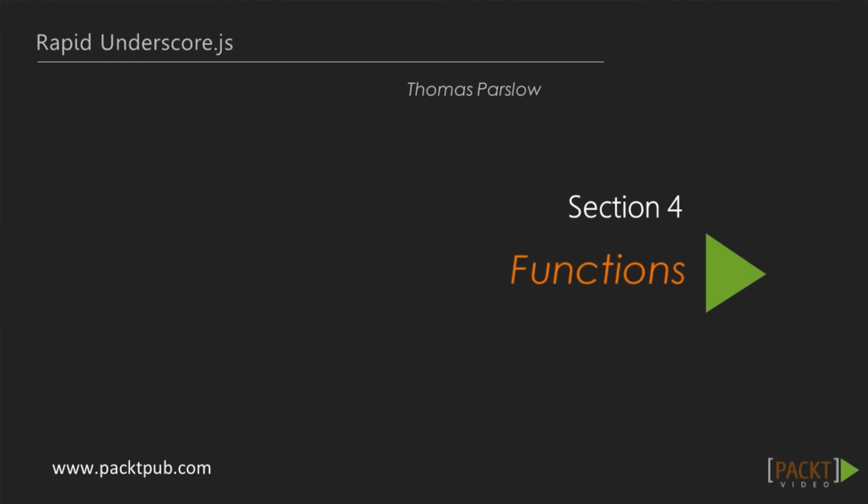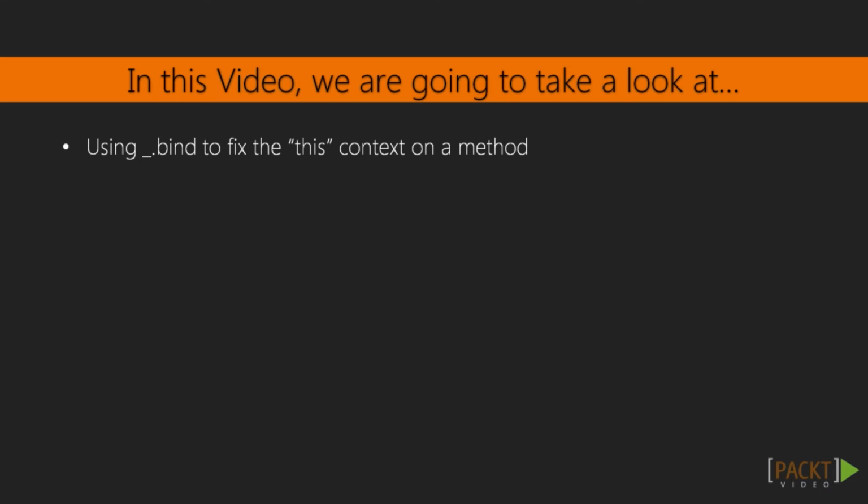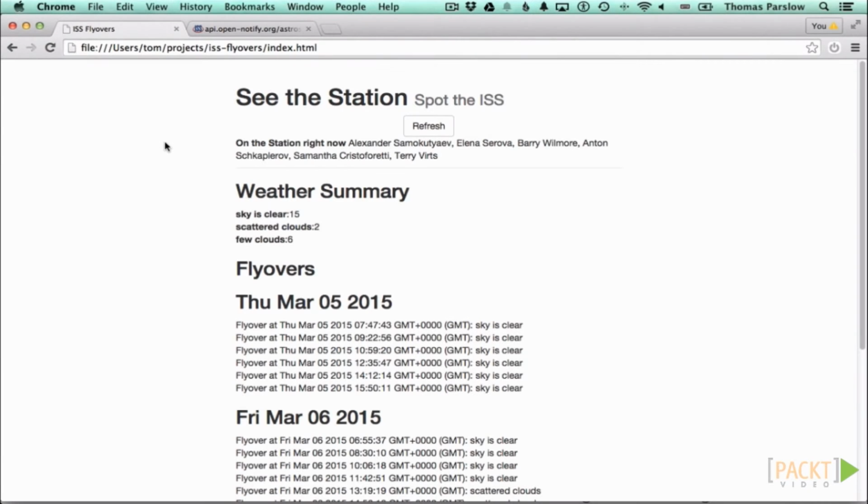Welcome to section 4, where we're going to look at the tools Underscore.js provides that help when working with JavaScript functions. In this video, we'll look at the bind and bindAll methods of Underscore, which allow us to fix the meaning of the this variable for a function. This turns out to be very useful in a lot of situations.